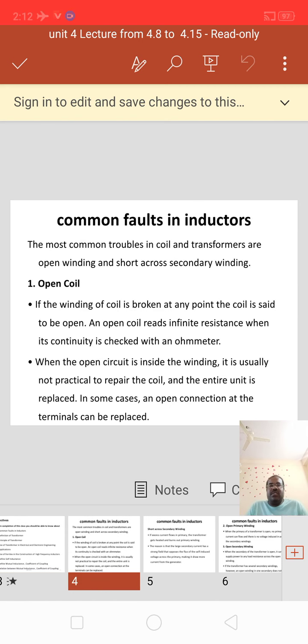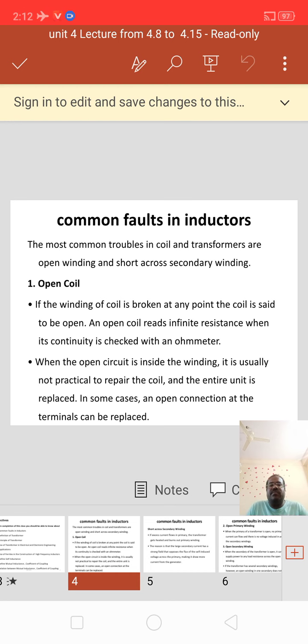Okay. Next, first topic is common faults in inductors. The most common troubles in coil and transformers are open winding and short across secondary winding.